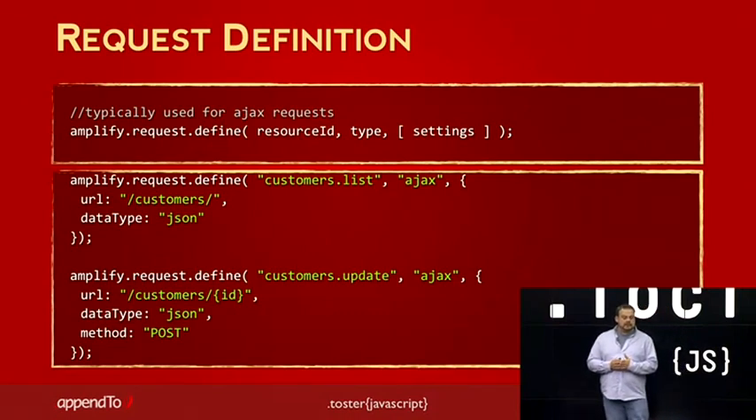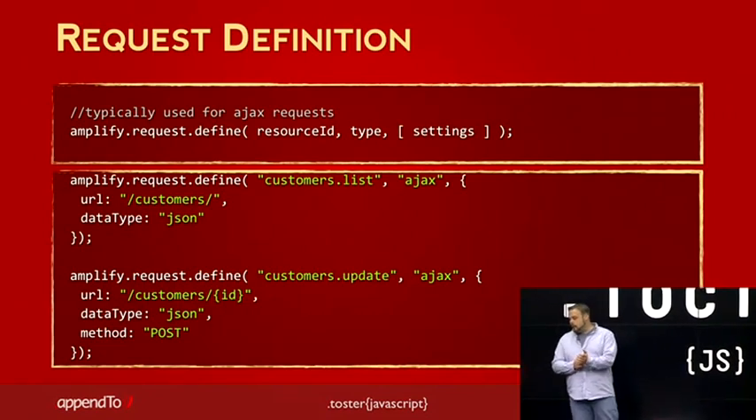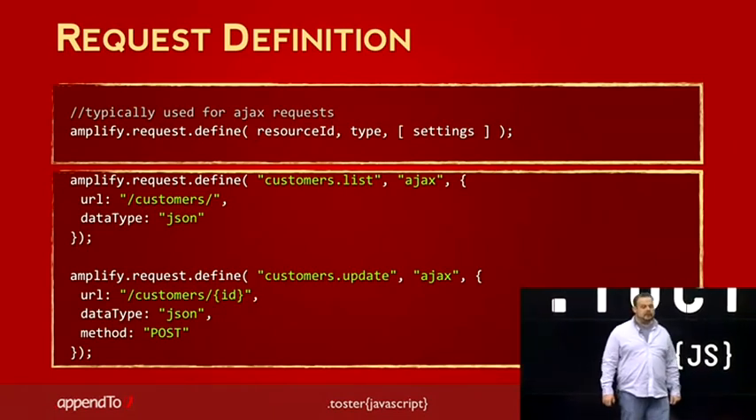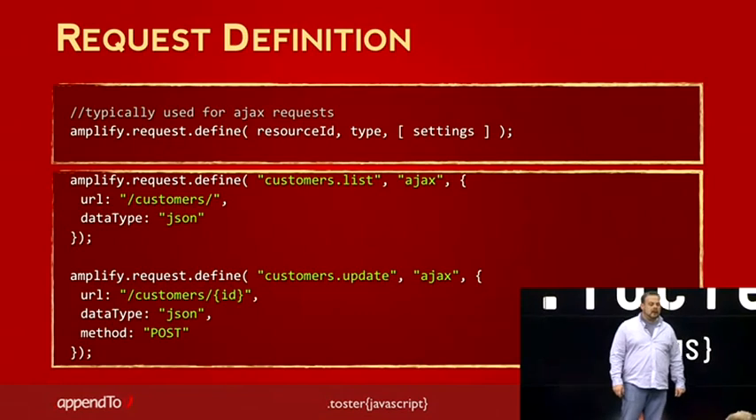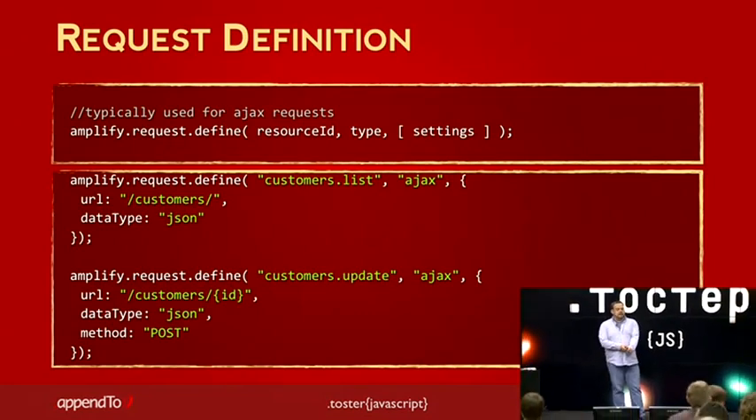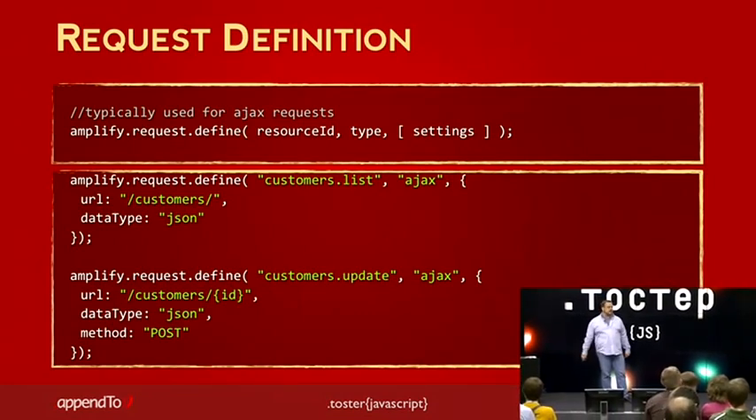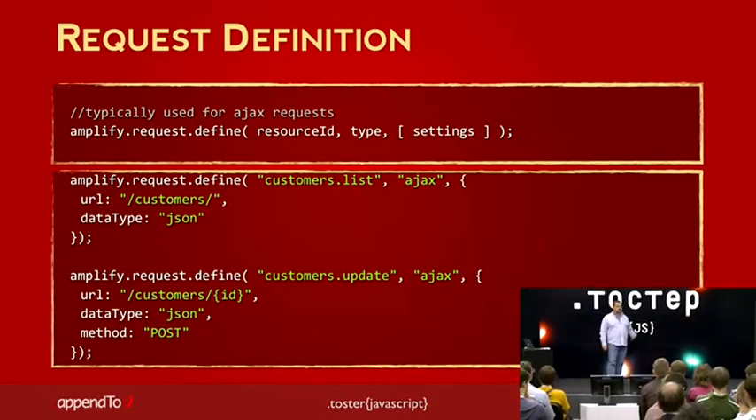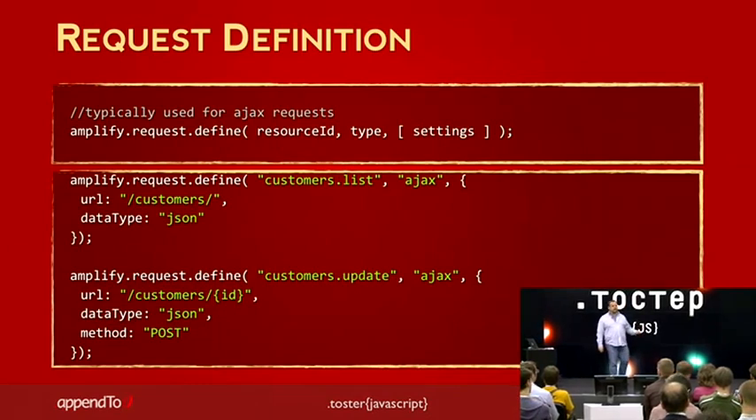All right, so some examples here. In this example, we can use namespacing to organize our definitions. So we have two definitions here. Both are related to customers. One is going to get the customers as a list. So we do customers.list. And it's an AJAX type, and we're going to call the endpoint customers, and we're expecting JSON data back. And so we use data type there to define JSON.